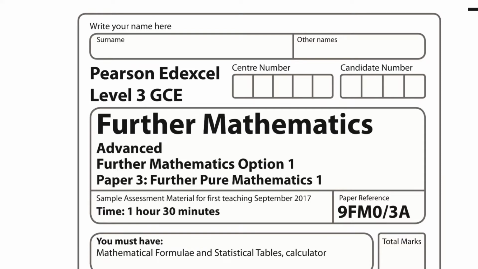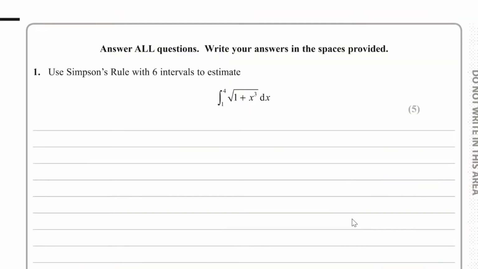Hi guys, this is the EdExcel A-Level Further Maths Paper 3 from the sample papers, and in this video we'll be taking a look at the Further Pure 1 FP1 module. For question number 1, we have to use Simpson's rule with 6 intervals to estimate the integral from 1 to 4 of the square root of 1 plus x cubed with respect to x.